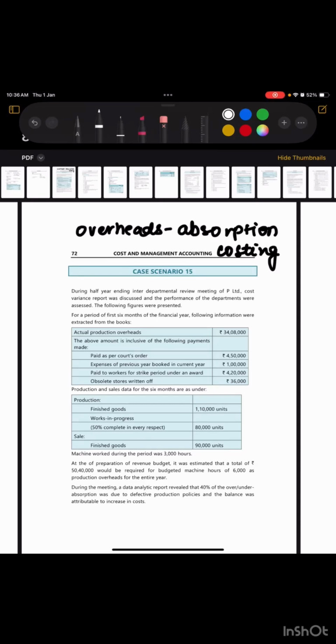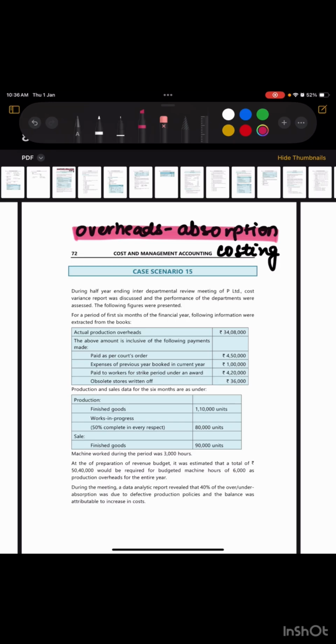Hello everyone. So today we are going to do case scenario 15 from the ICI case booklet, and this particular case scenario is from the overheads chapter from absorption costing, and it is mainly covering the topics of over absorption, under absorption, etc. So this is a very comprehensive case study. So let's start reading it.